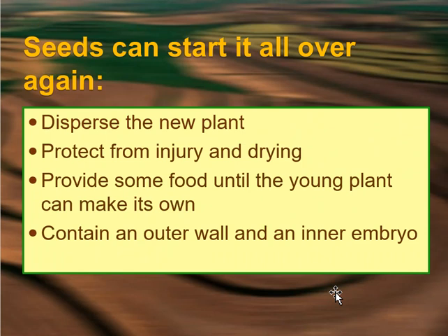So seeds can start it all over again. So they can disperse and grow a new plant. They protect from injury and drying. They provide some food until the young plant can make it on its own. And they contain an outer wall and an inner embryo.